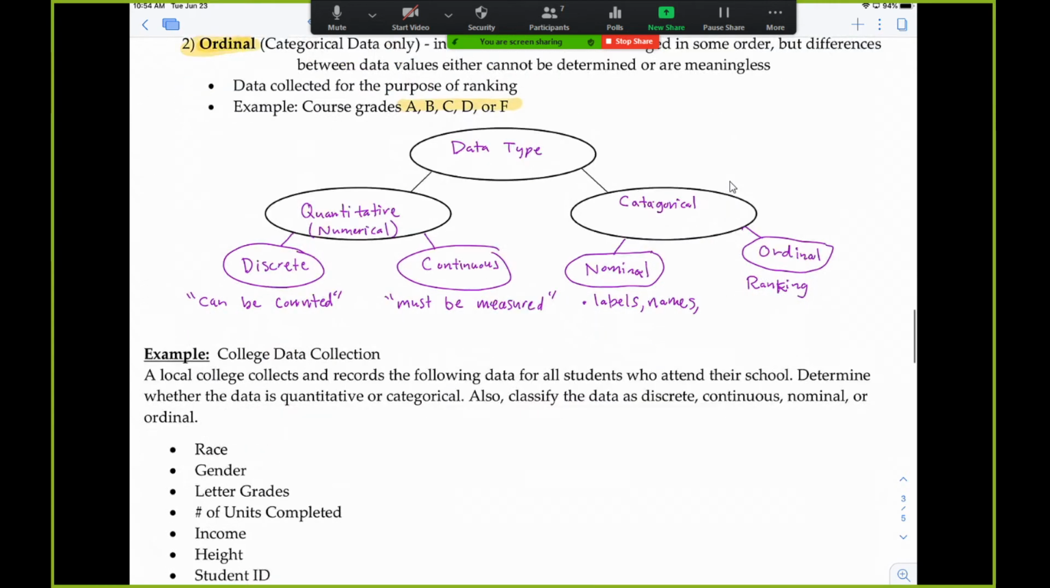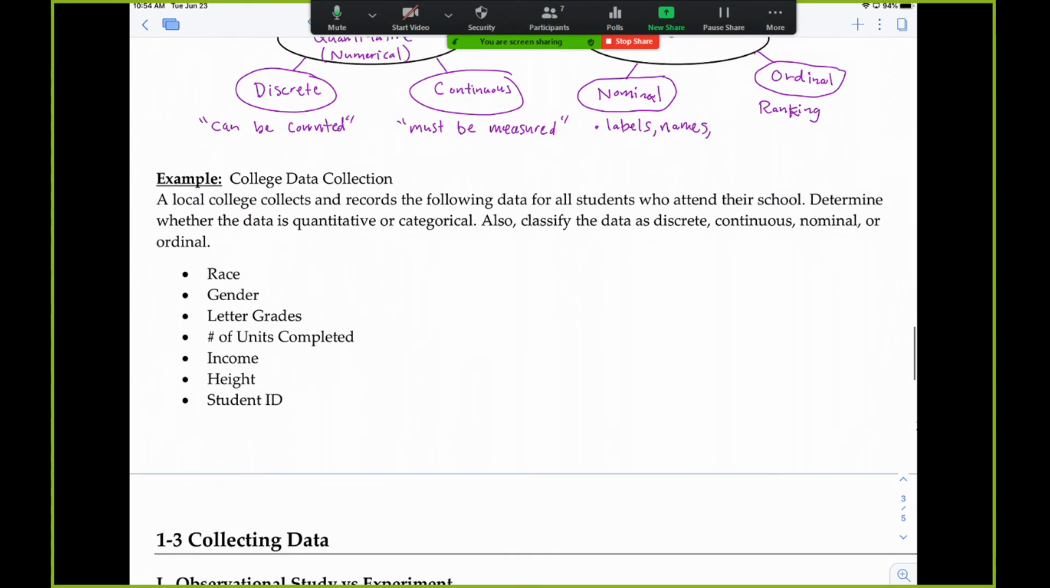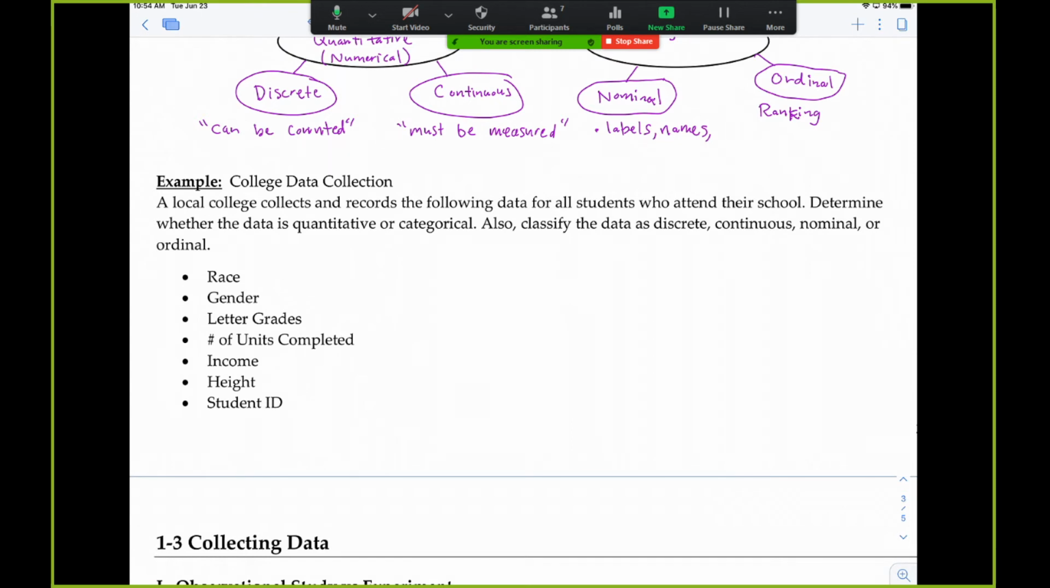All right. So let's go ahead and look at these examples here. In this example, we have college data collection. Colleges tend to collect these types of data from you guys. So let's say for this particular school, they collect this data from the students. Identify them as quantitative or categorical, and then from there classify each as discrete, continuous, nominal, or ordinal. Okay, so let's go through this one by one.